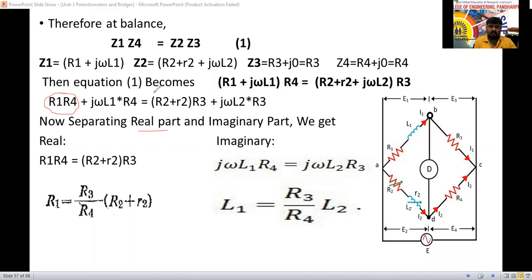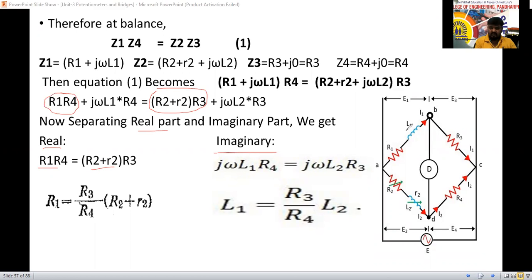Real part, I will consider this one around back here. Next, J omega L2, R2, R3. Imaginary. This time I will write only the real term here and the imaginary part here. Now the real part is R1, R4, which I have written. Next, the imaginary part. Next this one, R2 plus R2 into R3, I have written here.